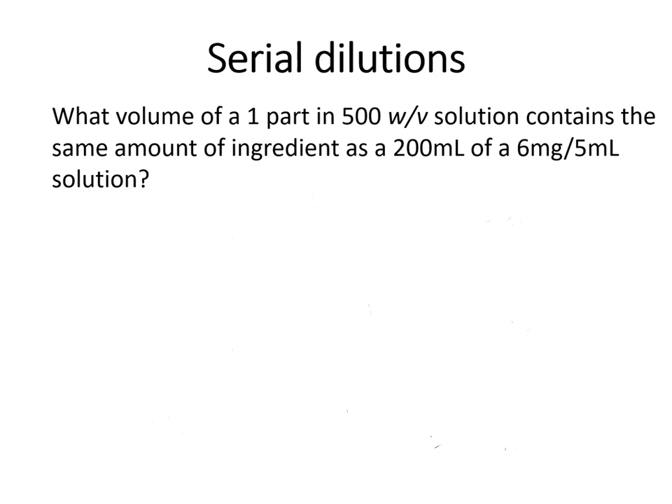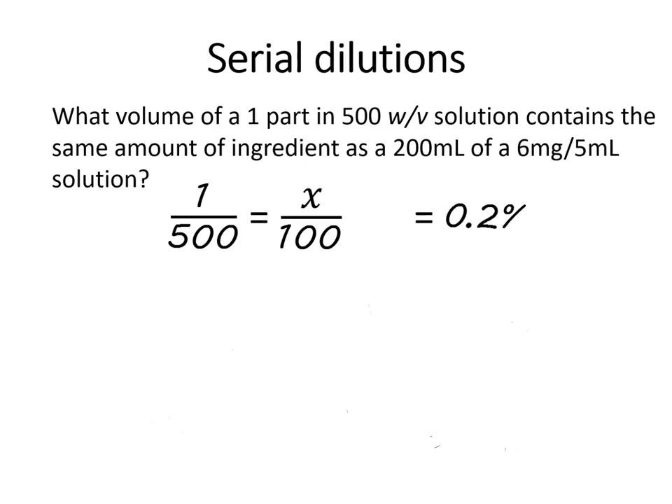To convert our part strength to a percentage strength, we can use a proportional set. Hence, 1 over 500 equals X over 100. We can then cross multiply for X, giving us a value of 0.2%. We can now do the same for our amount strength.